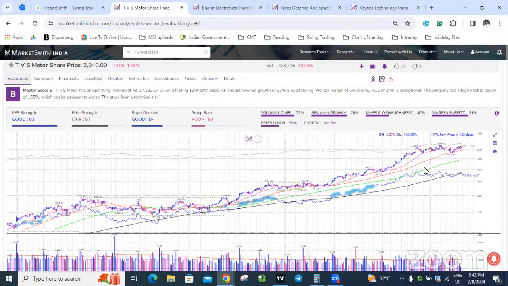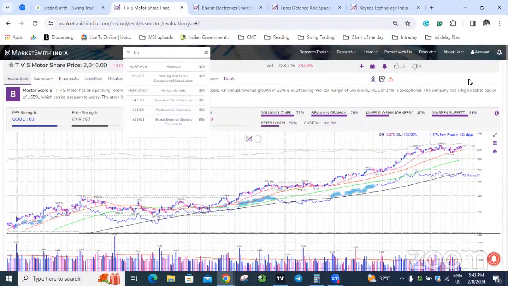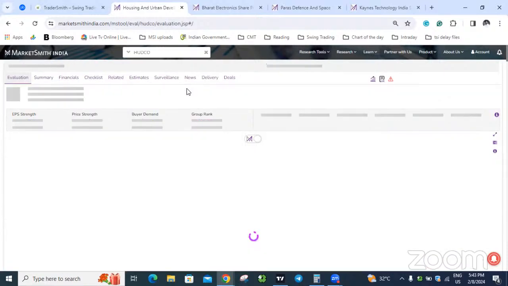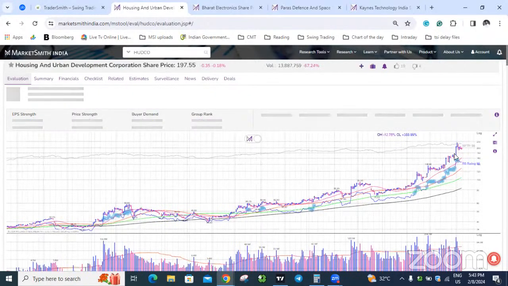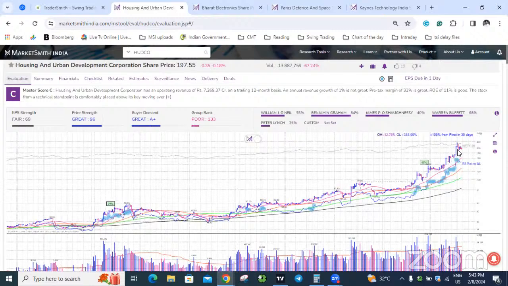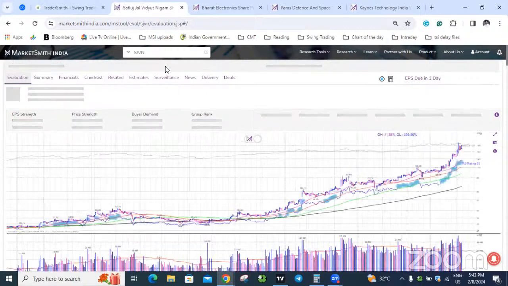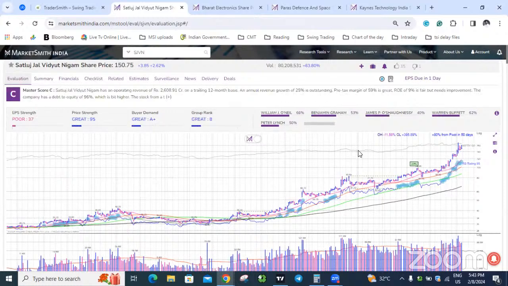Next are Hudco and SJVN. Both stocks are trading at all-time high, so please avoid them right now, as a stop loss won't be possible in these stocks. Those who bought much earlier can continue to hold until it shows any kind of weakness.